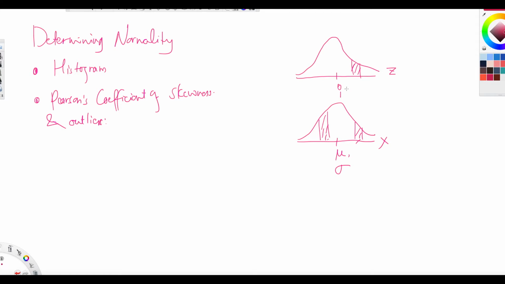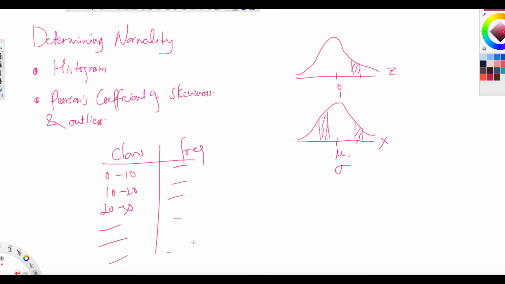To determine whether the data is normally distributed or not, there are many methods. One of the simplest methods is the histogram. What we do is write the data in a grouped distribution, so it will be class and then frequency: 0 to 10, 10 to 20, 20 to 30, and so on. You continue that way and then write the frequencies. How many data are between 0 to 10? How many data are between 10 to 20, and so on.